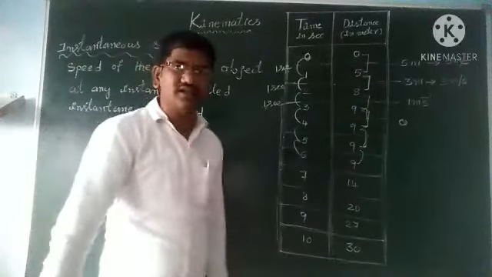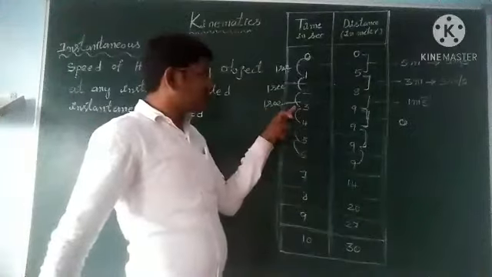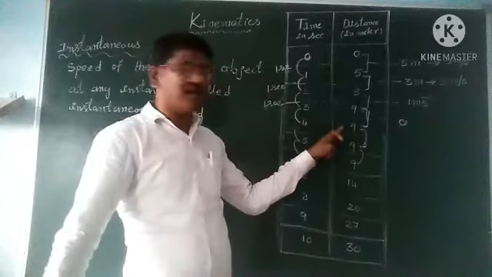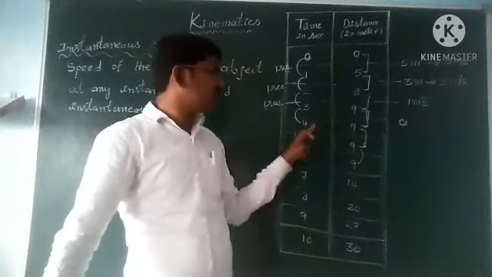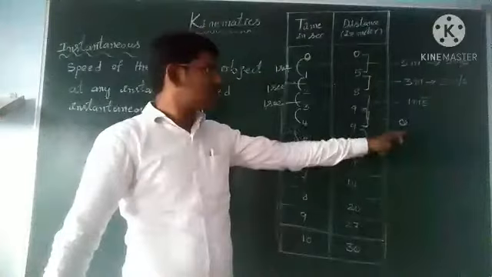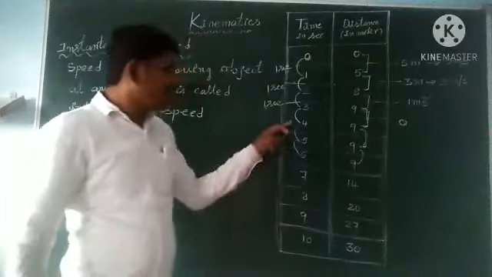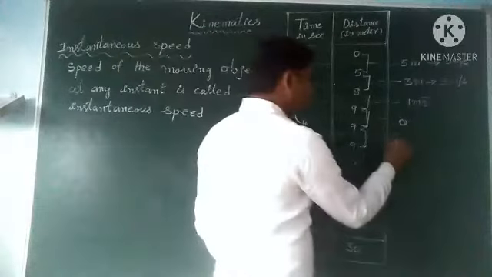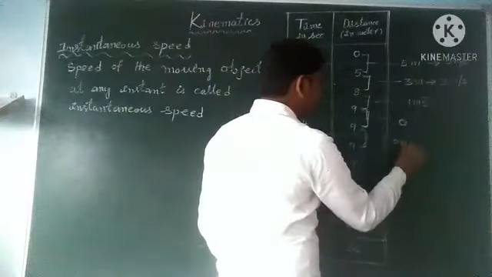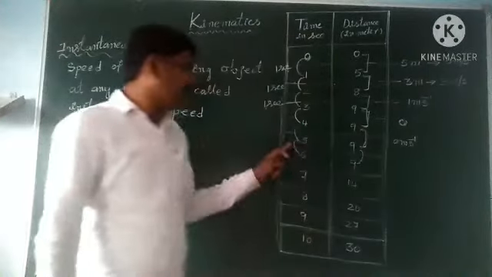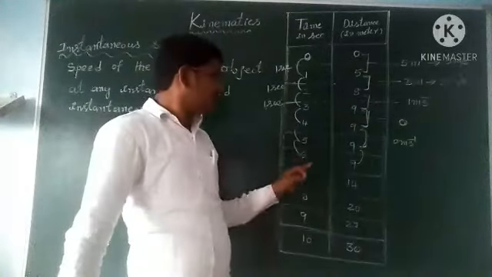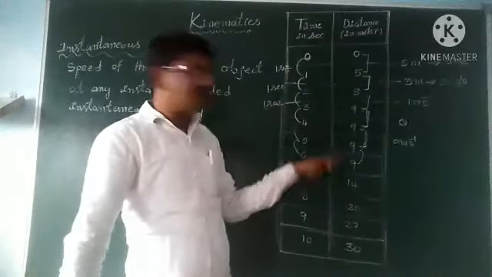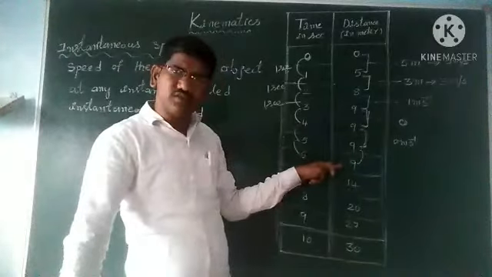See my dear students, after 3 seconds it covered 9 meters, after 4 seconds also it covered 9 meters, so the interval of time is 1 second and distance covered is 0 meters, so 0 meter per second. And after 4 seconds 9 meters, after 5 seconds also 9 meters, again 0 m s^-1, and the next 1 second, so the speed from the 3rd second to the 6th second is 0, the instantaneous speed in this interval of time is 0.